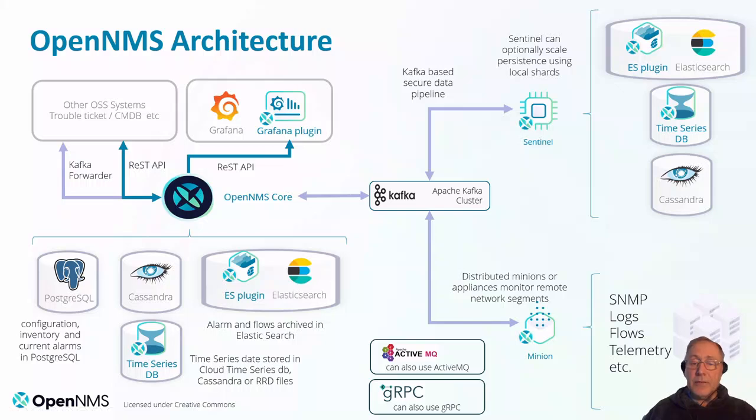And in that case, the minion, instead of collecting the data and sending it straight back to OpenNMS, will send it to another device called a Sentinel, which will store it locally in the data center in Elasticsearch or a time series database. So we've got two methods of deployment here.